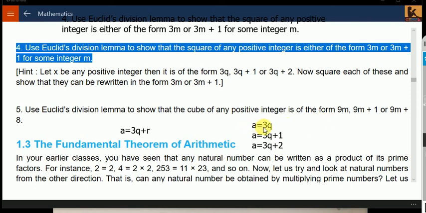On cubing, a cube equals 27q cube, out of which we can take 9 common, and 3q cube will be taken as m, because m is any positive integer. So this completes your exercise.